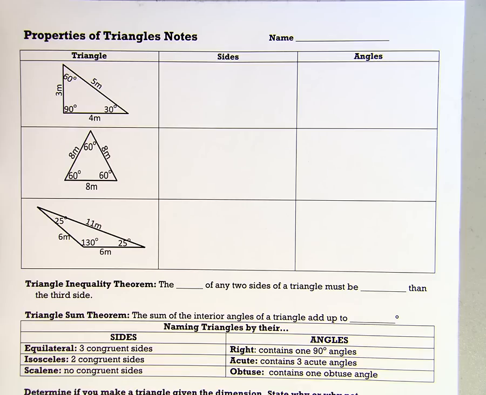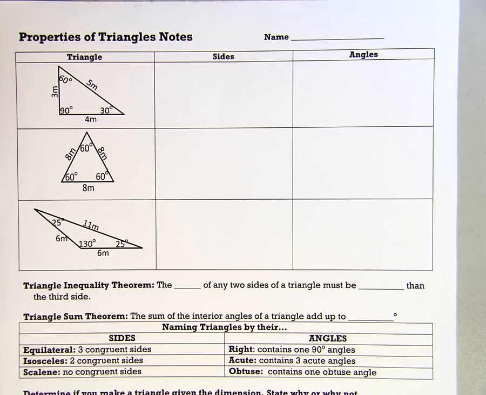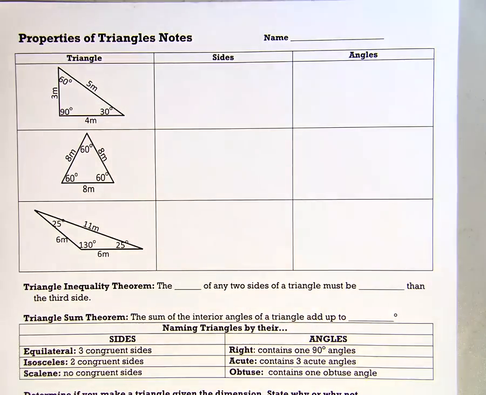So today's lesson is on properties of triangles. The first triangle we're going to look at is up here. And we're going to first talk about the sides of the triangle. This triangle in particular has sides of 3, 4, and 5.